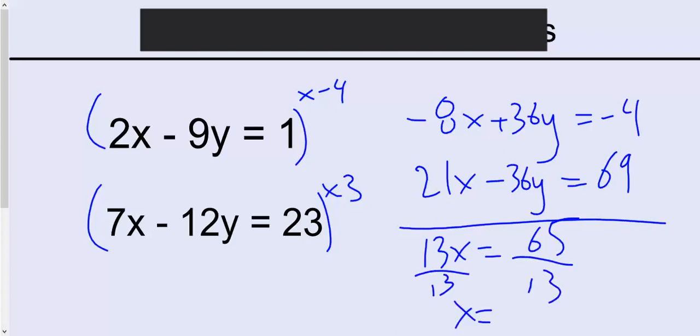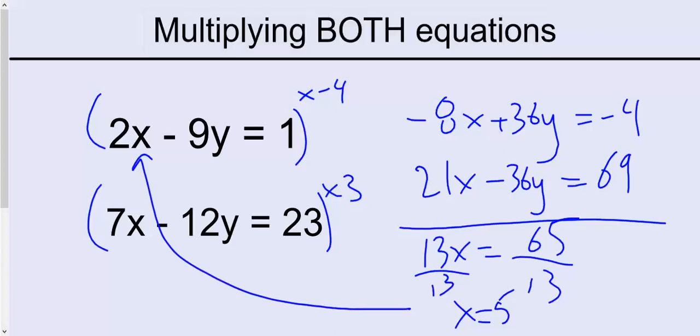13 actually goes into 65 quite nicely. 13 times 5. I should have known that. X equals 5. I thought it was going to be a decimal for some reason. Guess I'm bad at multiples of 13. And then go ahead and plug your x back into either equation to get your y value. So there you go. This is an example in which you would multiply both equations.